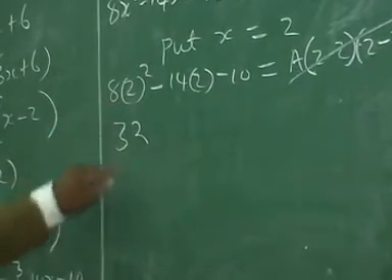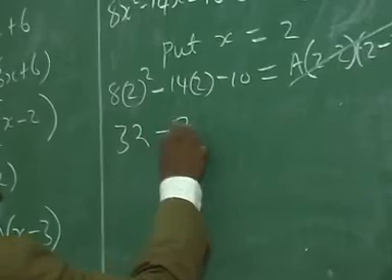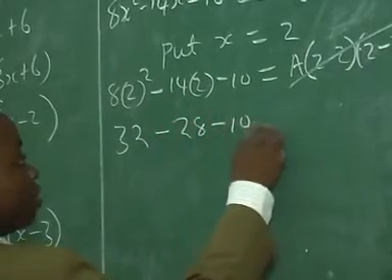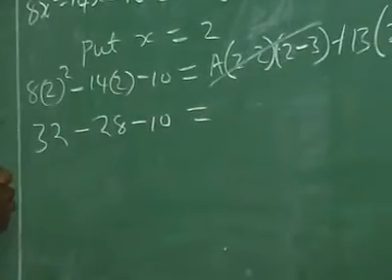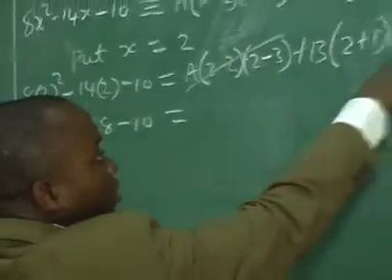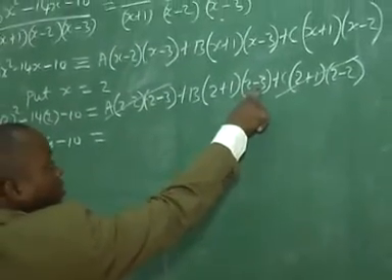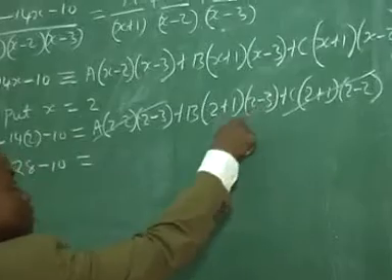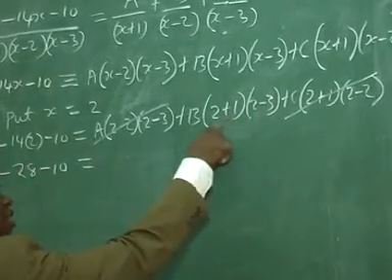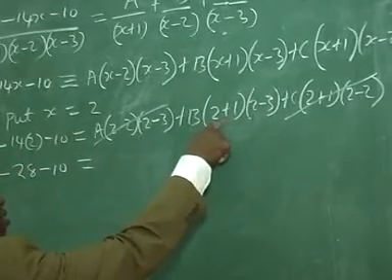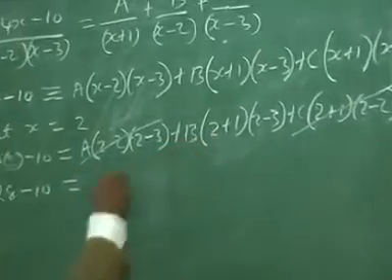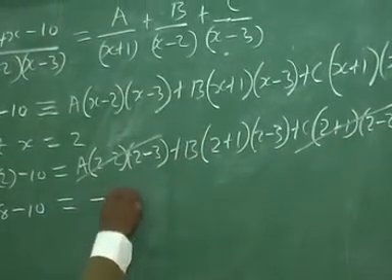So 4 times 8, 32 minus 28 minus 10 will be equal to, this one will be minus 1. That is 2 minus 3, which is minus 1. Minus 1 times 3, that's 2 plus 1, gives us minus 3.